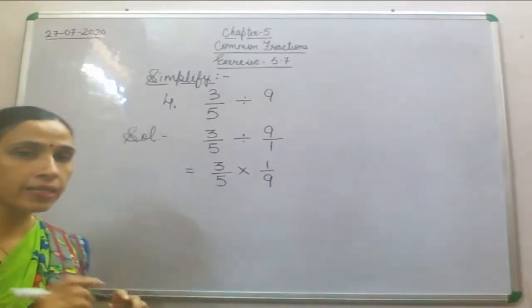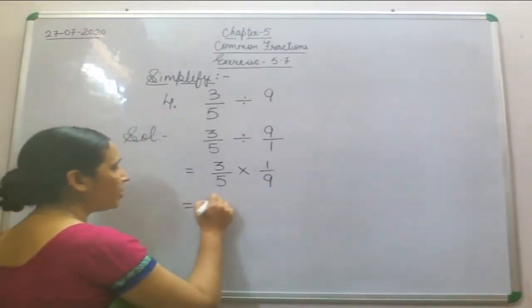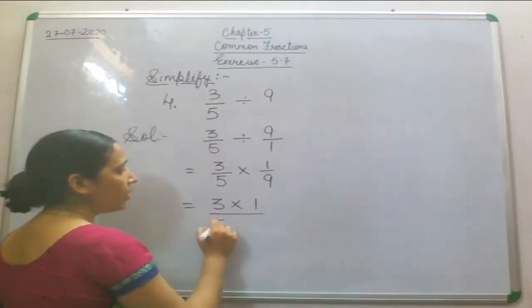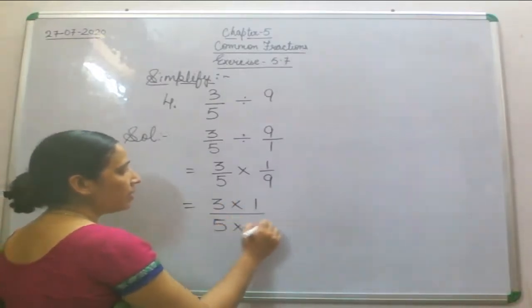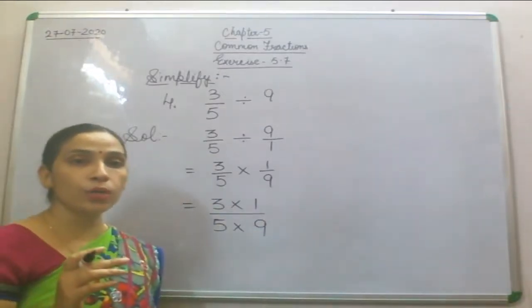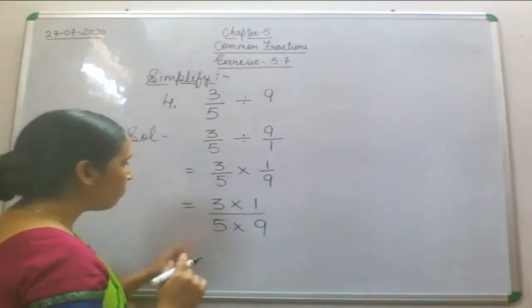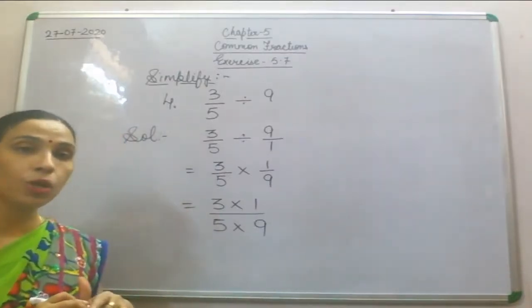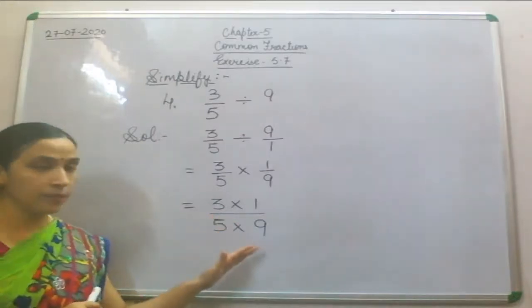Now what is the next step? The numerator will be multiplied by the numerator and the denominator will be multiplied by the denominator. This is your next step. So how are you going to do it? Now here, can you find any common factor among the numerator and denominator, which you can see here?